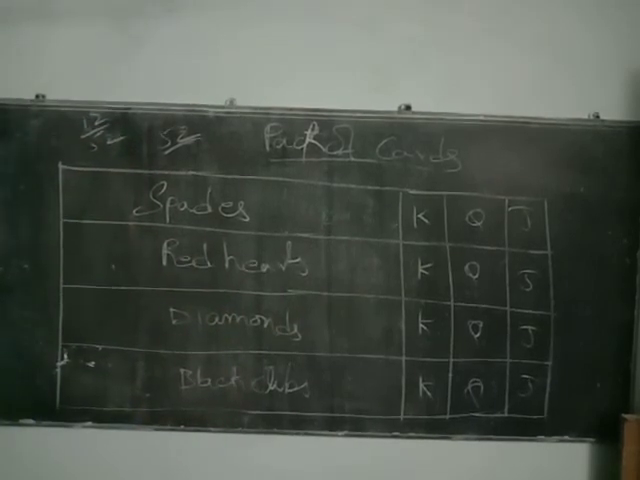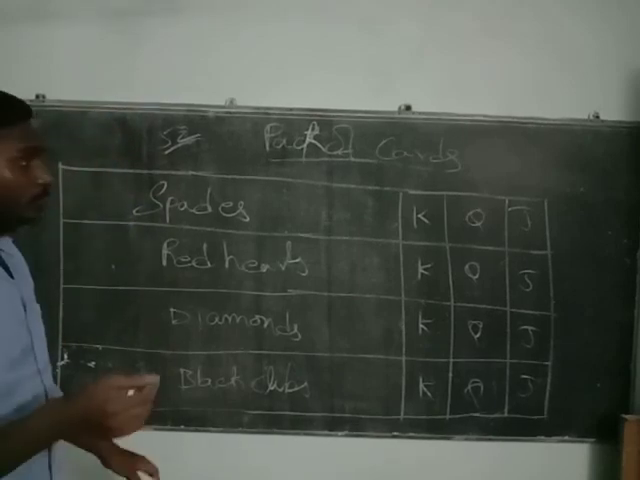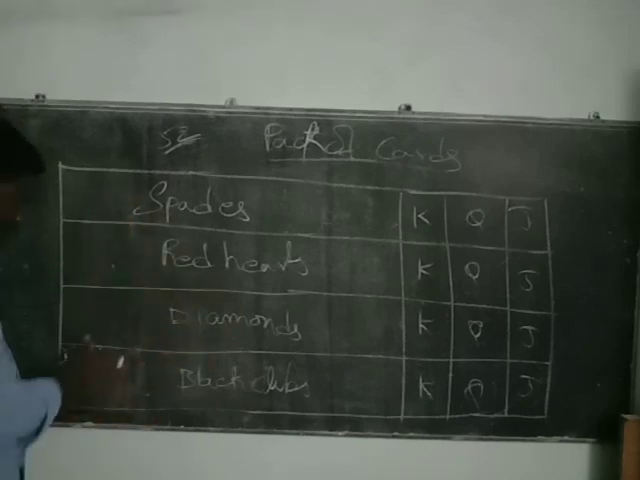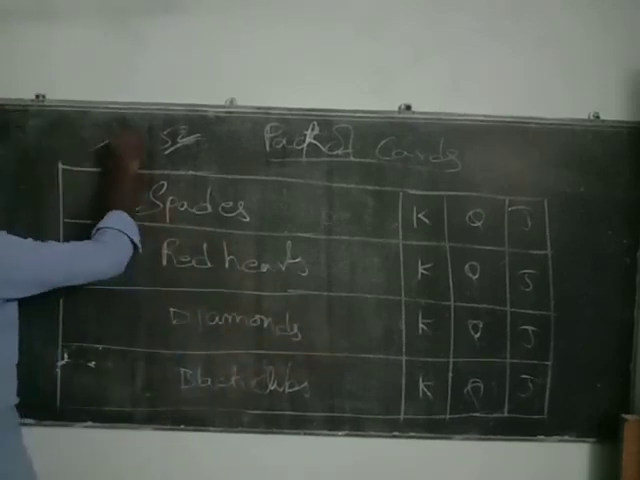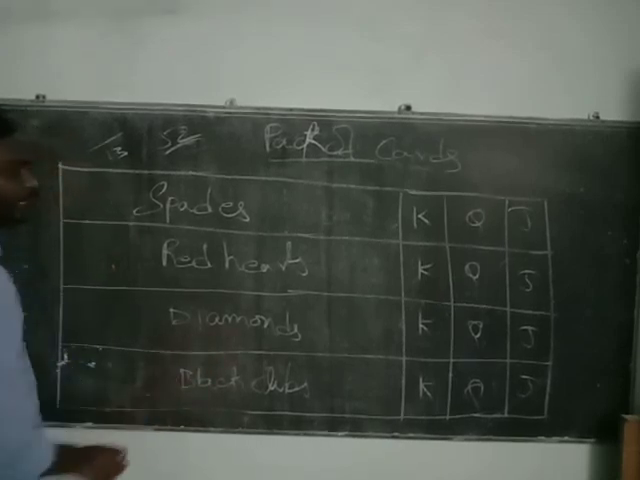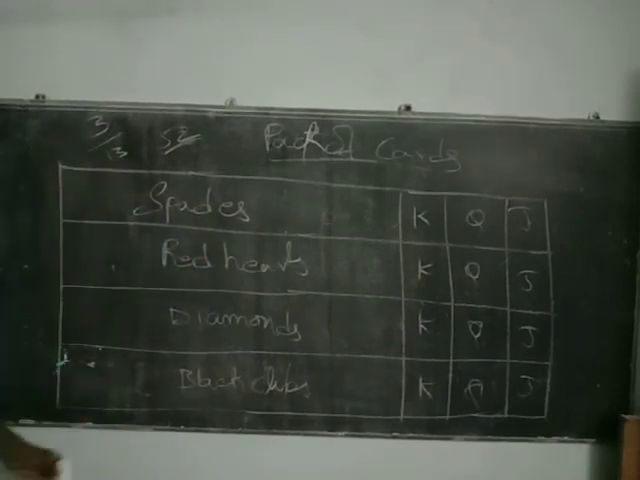Okay, good. If the question is asked like, probability of getting a face card out of diamonds. So diamonds, I have only 13 diamonds. So out of these 13 diamonds, probability of getting a face card is 1, 2, 3. So I only get 3 out of 13.